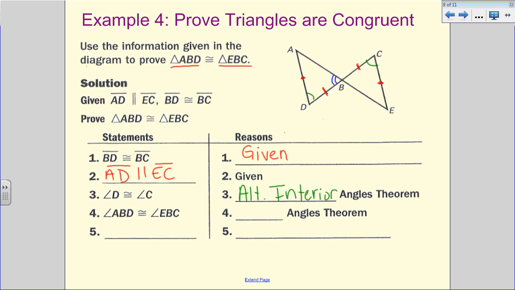They then tell us the next statement: angle ABD is congruent to angle EBC. So, how do we know that? That's our vertical angles. So our vertical angles theorem.